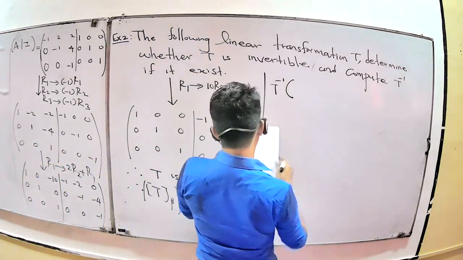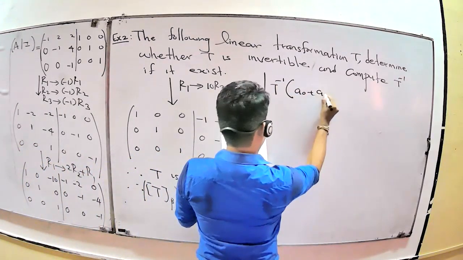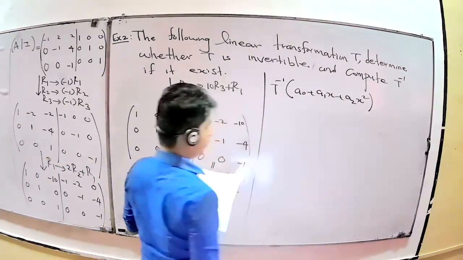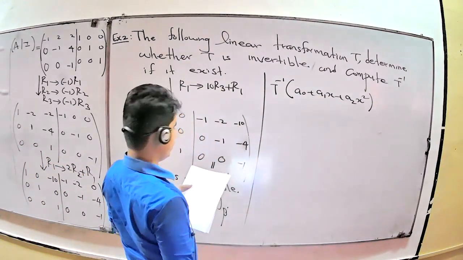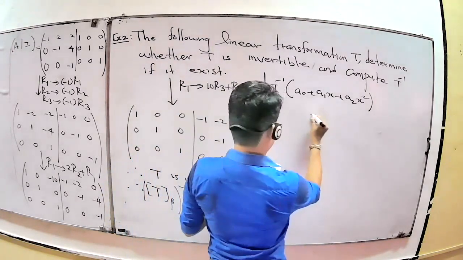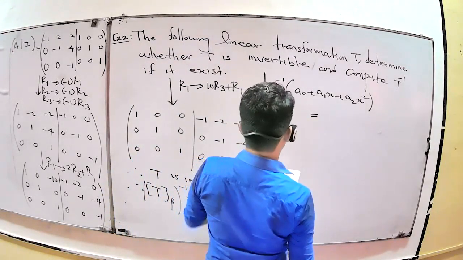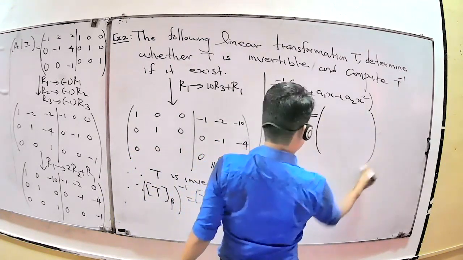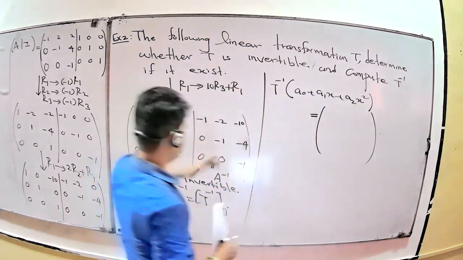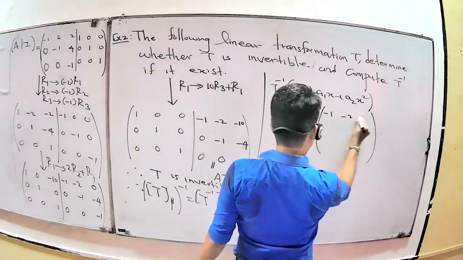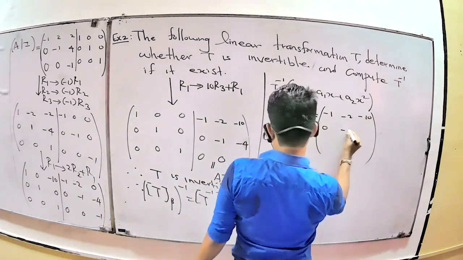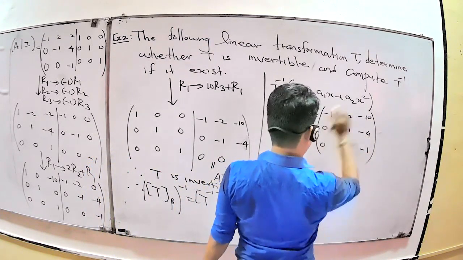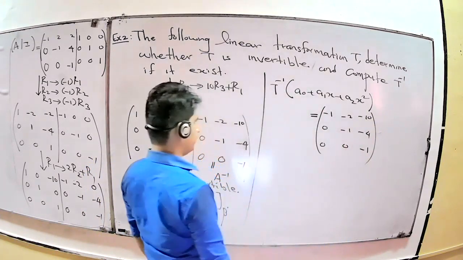For T, you take the basis a0 plus a1x plus a2x squared, because it is polynomial P2, no? This one equals T inverse of this one. Now you found the matrix, no? Which matrix? This one. Here you can put the inverse matrix: minus 1, minus 2, minus 10, 0, minus 1, minus 4, 0, 0, minus 1. It is your inverse matrix, right?